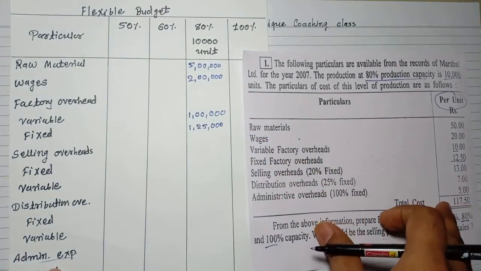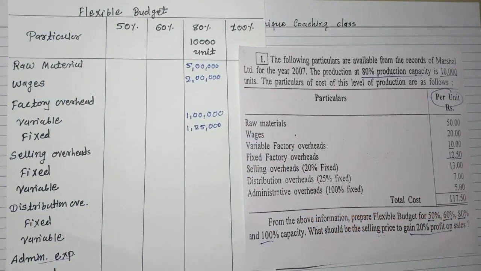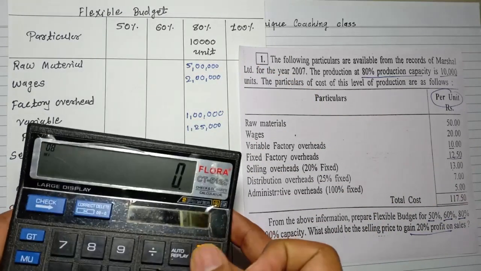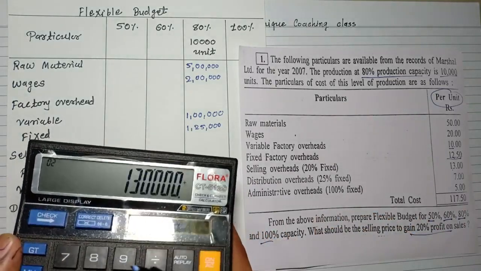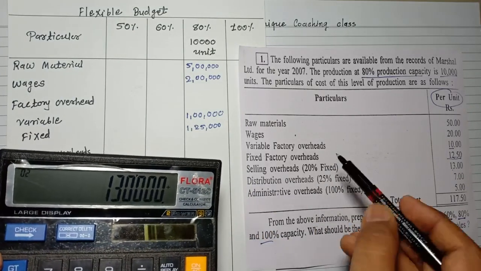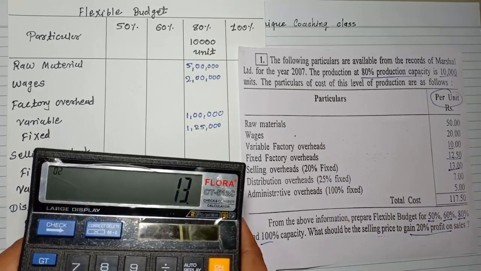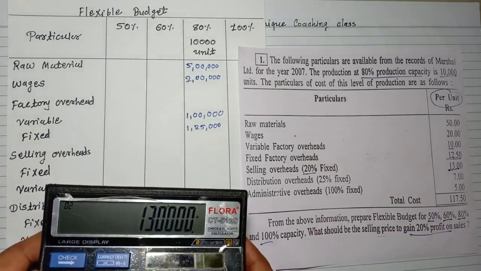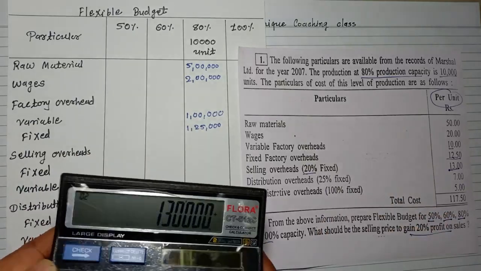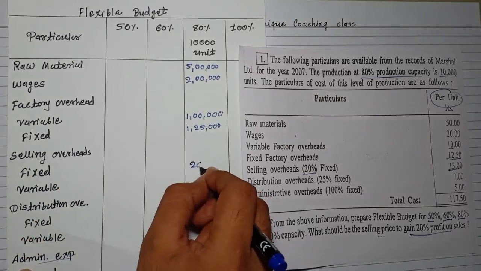Now selling expense is given, 20% fixed. How much? 13 per unit. So how to find this? Okay, so here our units are 10,000, and per unit selling expense is 13. So total selling expense is 130,000. Total selling 130, right? Per unit 13 is given, 10,000 units into 13, our total expense is 130,000. Now 20% of it is fixed. It's simple, 20% of 130,000 is 26,000, which is fixed.